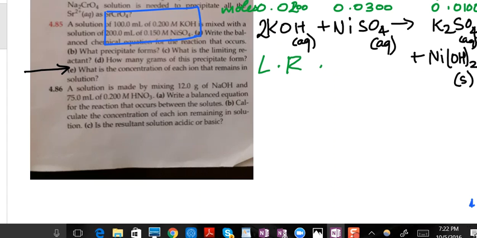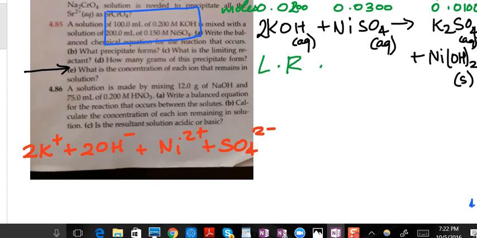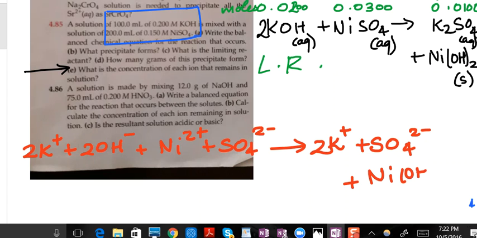So I'm going to write it right here, and let me see if I can increase the thickness. Okay, here you go. So in red at the bottom of the page is going to be 2 KOH. Anything in aqueous breaks up into ions. Nickel sulfate is also aqueous and breaks up into ions. Potassium sulfate is also aqueous because it's soluble and breaks up into ions. However, nickel hydroxide is a solid and remains in its form right here.